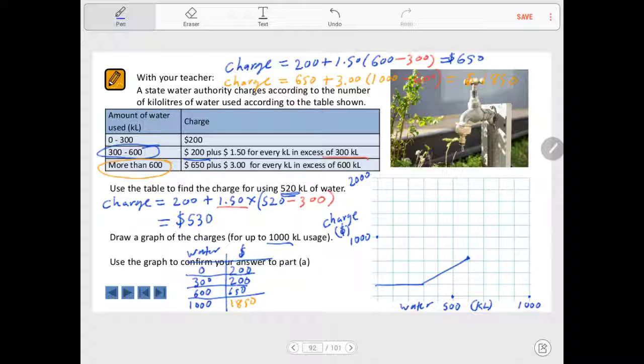That's why we call it a combination graph, because there's more than one line involved. Finally, for 1,000 kilolitres, $1,850. So that's right up around here. So let's join the last bit. And there's our combination graph. Okay, so go ahead now and try the questions that are in the description for the video.